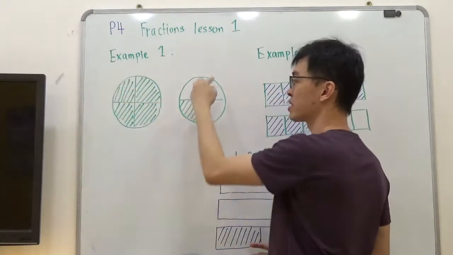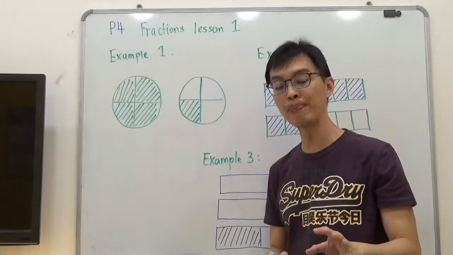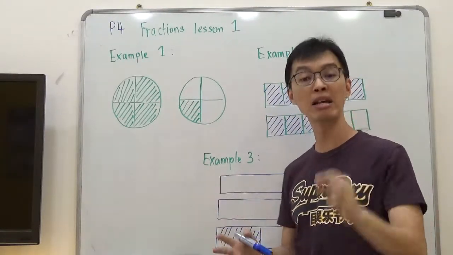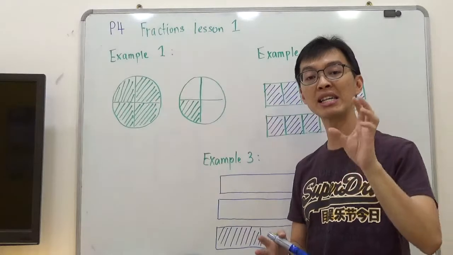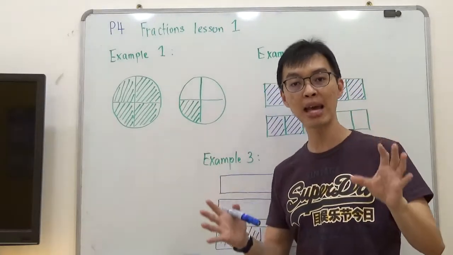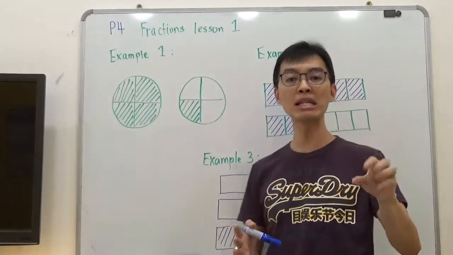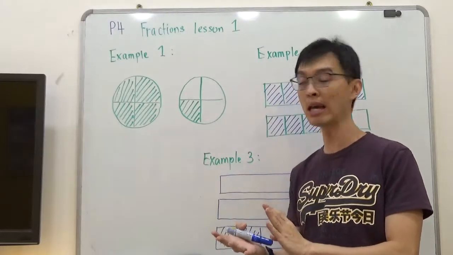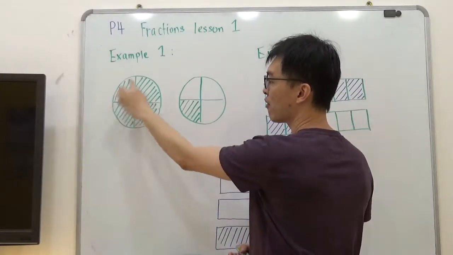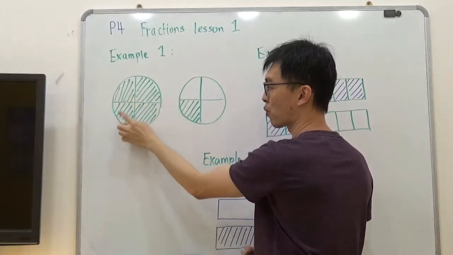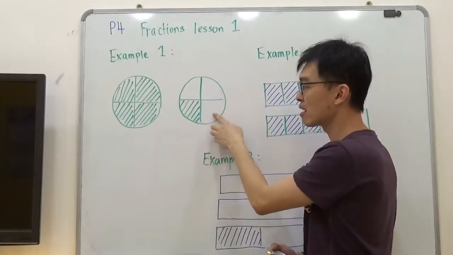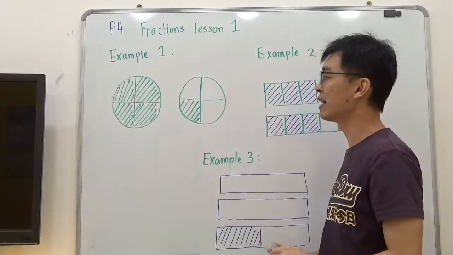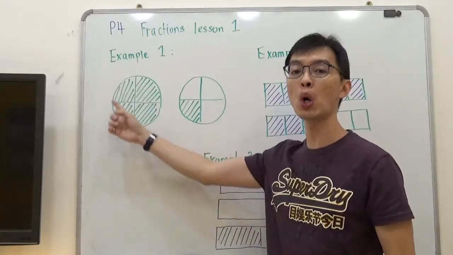Now, we have two circles that are exactly the same and they are all cut exactly the same size. Keyword, always remember, equal size, the same size. Fraction is always about having equal sizes, okay? For this circle, I cut it into 1, 2, 3, 4. For this circle, I also cut into 4 equal parts.